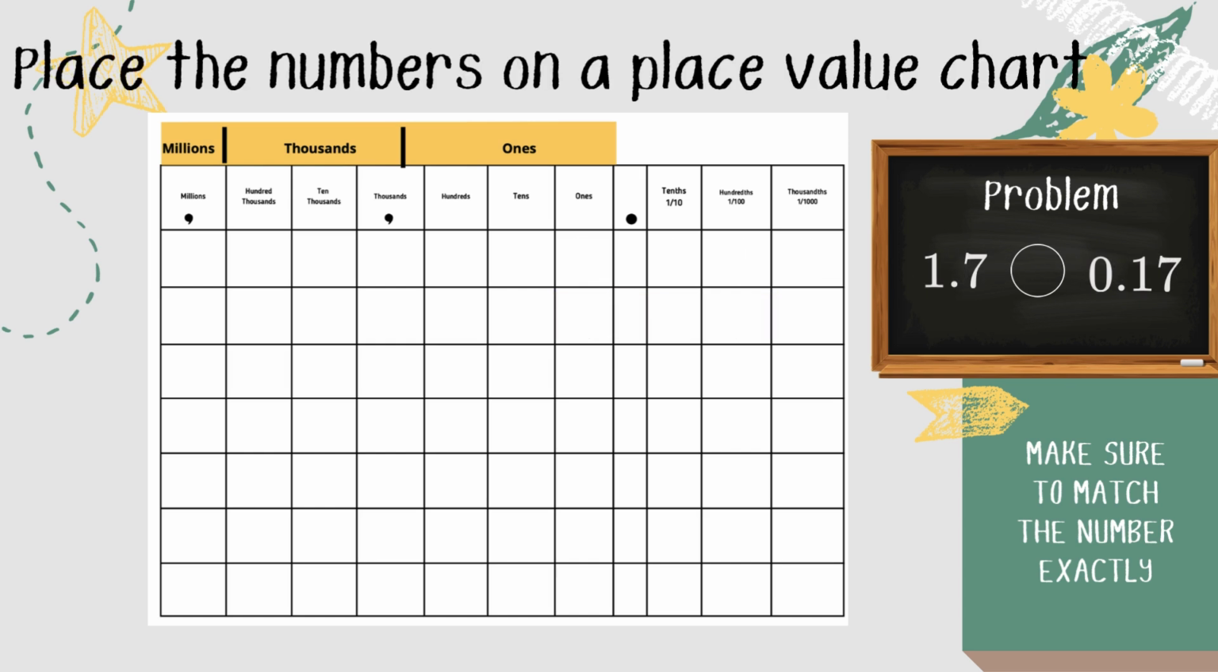Last example. 1 and 7 tenths compared to 17 hundredths. Put both numbers on the chart. Start with the ones, which is the biggest place value. They are different. 1 is bigger than 0. 1 and 7 tenths is the bigger number.